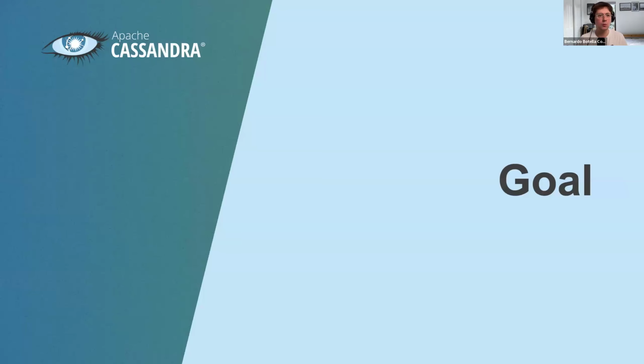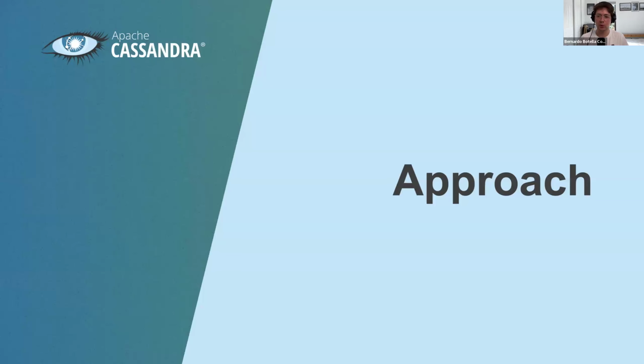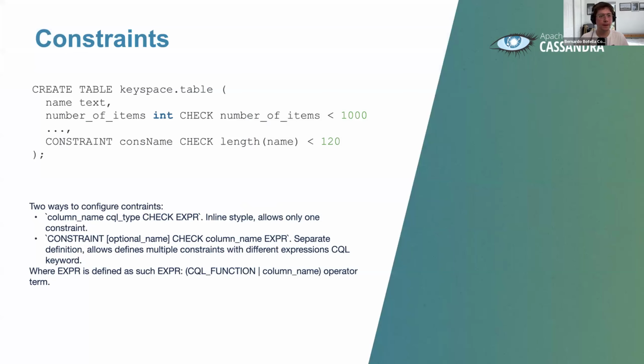All right. So what's the goal of the CEP? It is to provide a way of specifying and enforcing constraints at a column level and at a table level, and enforcing them at write time. And I will expand on the write time decision later on as well, because that also comes with some nuances. All right, which is the approach that we have followed for this?